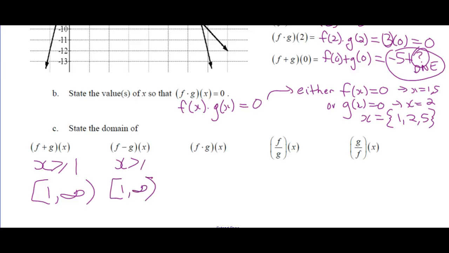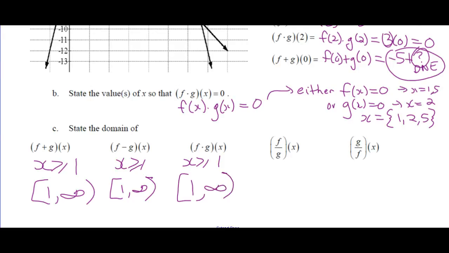F times g of x. Any restrictions there? No. So as long as x is greater than or equal to 1, right? So does it matter if either of those are 0? No, you're multiplying. It's just the product will be 0.